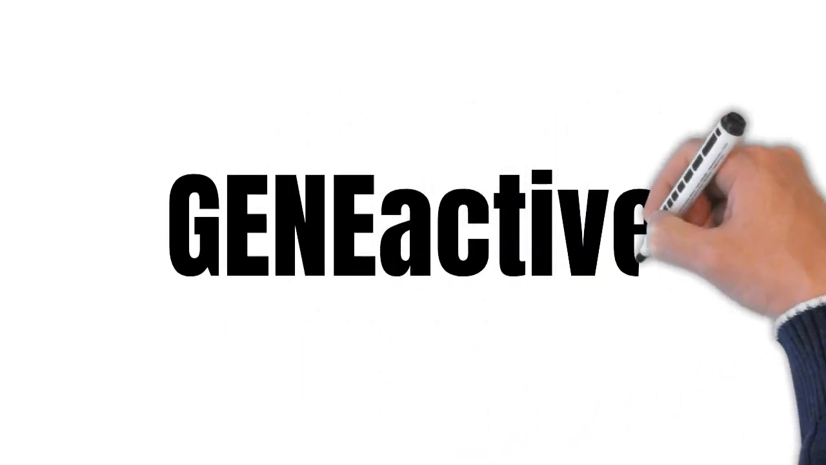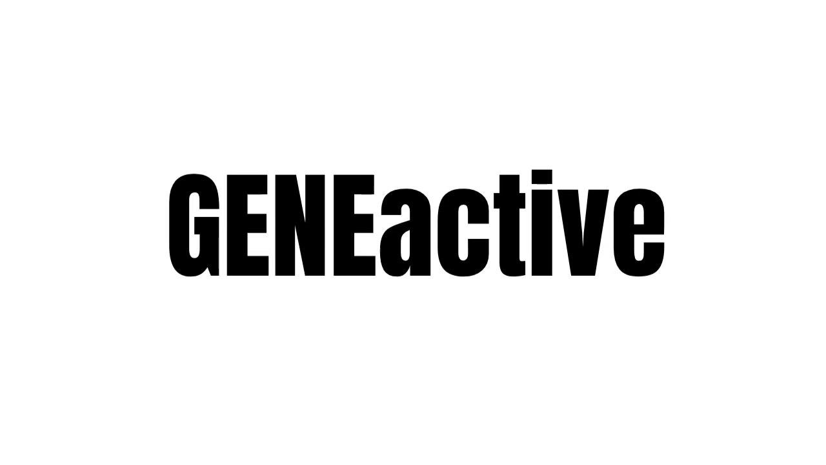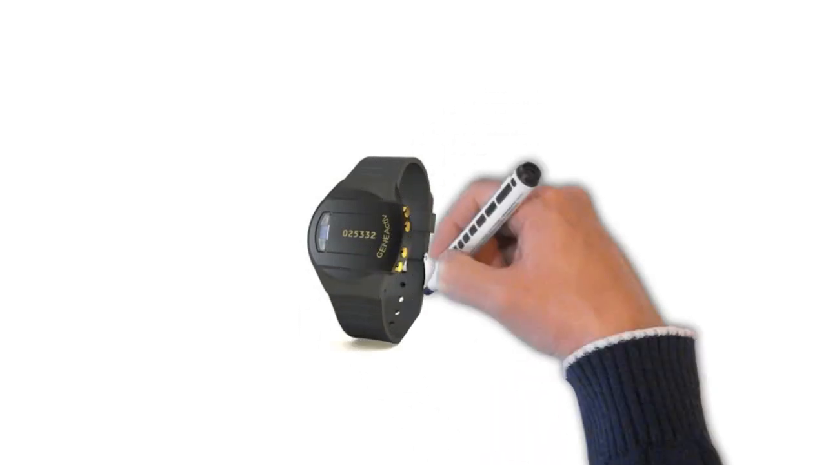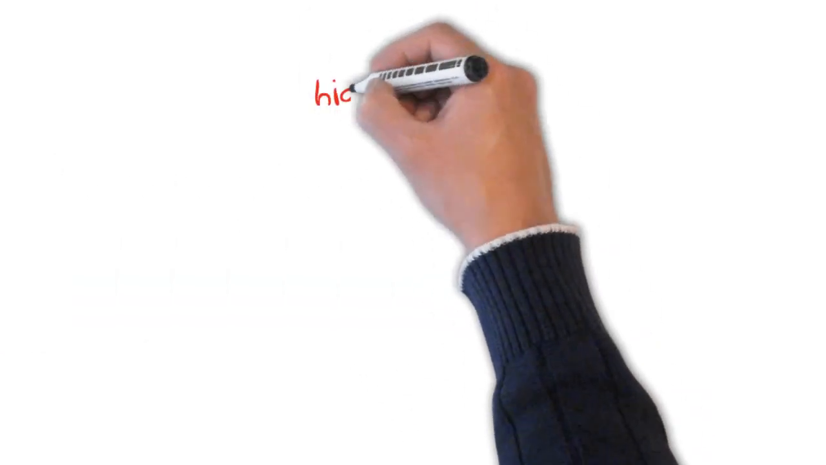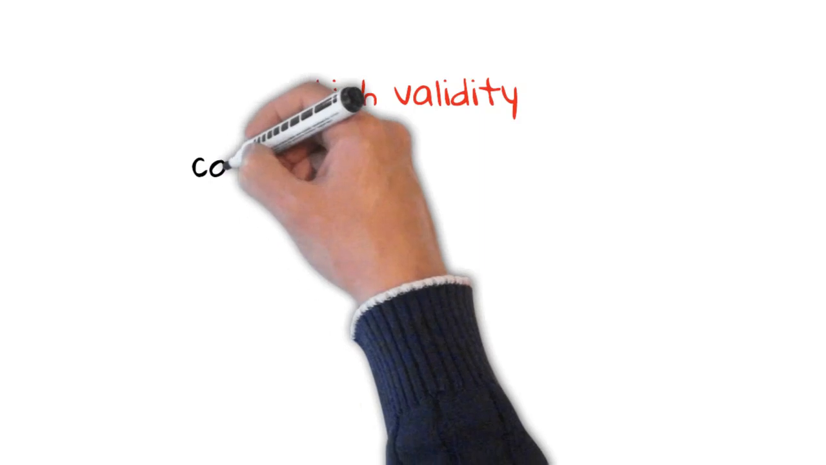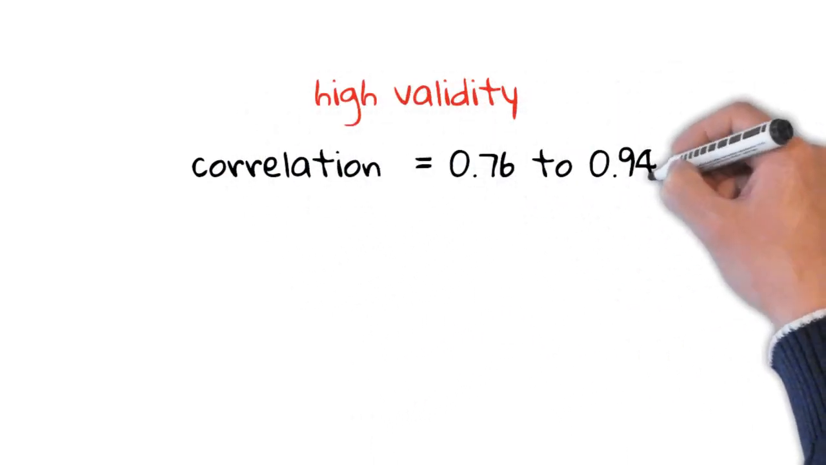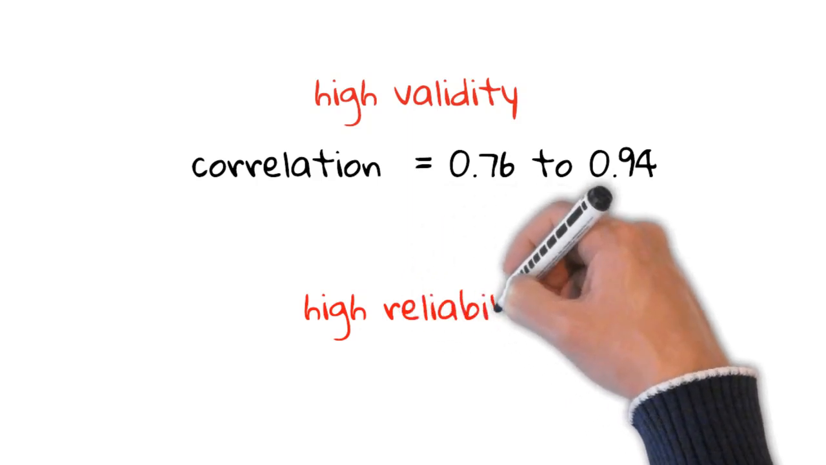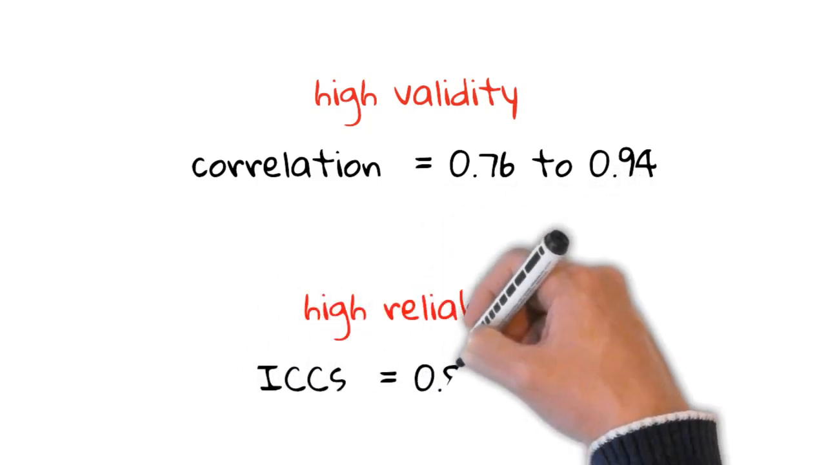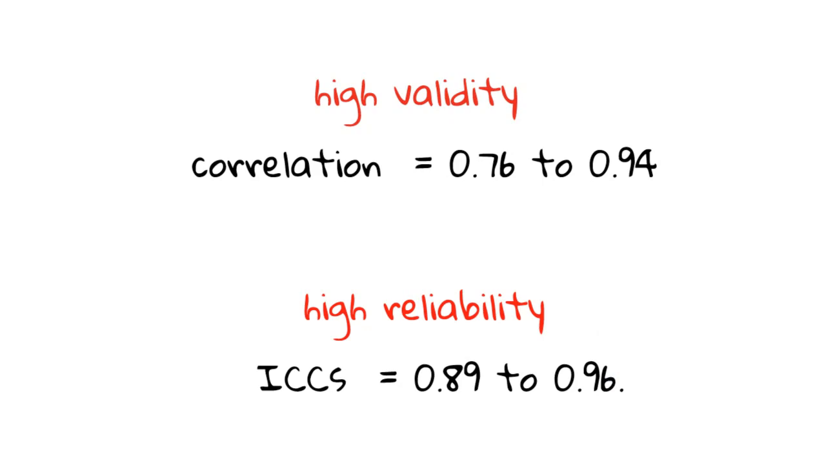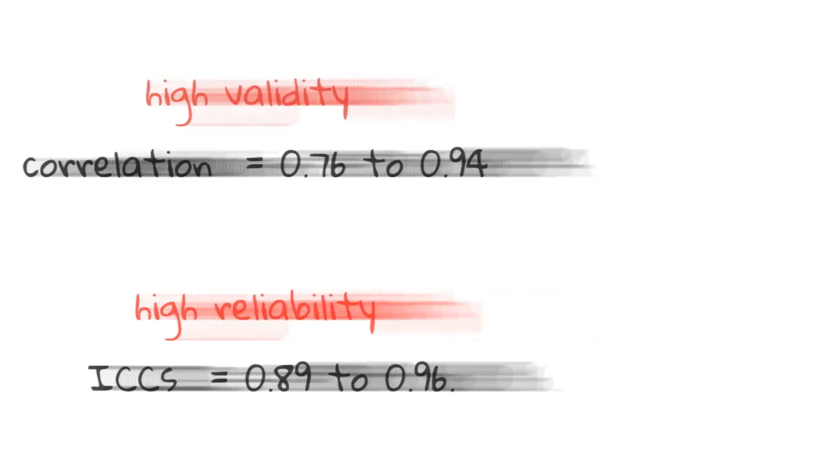GenieActiv is another popular accelerometer that is often used in physical activity research. It is a small device that can be worn on the wrist, hip, or ankle. The GenieActiv has been shown to have high validity for measuring physical activity, with correlations ranging from 0.76 to 0.94 when compared to direct observation or other accelerometers. It also has high reliability, with ICCs ranging from 0.89 to 0.96.